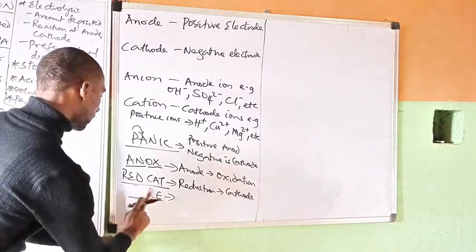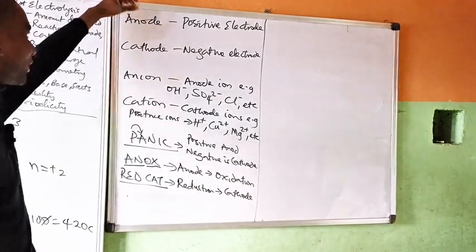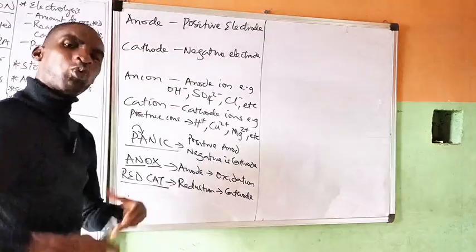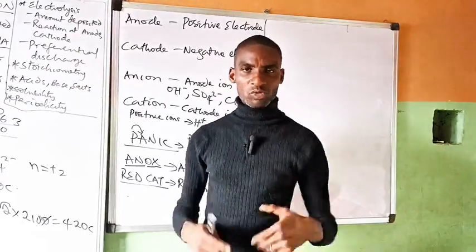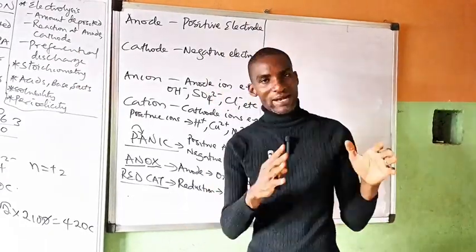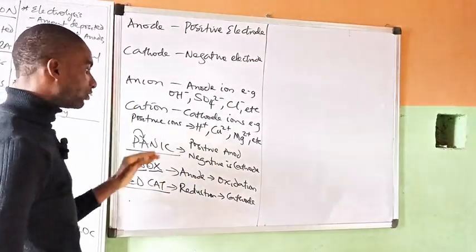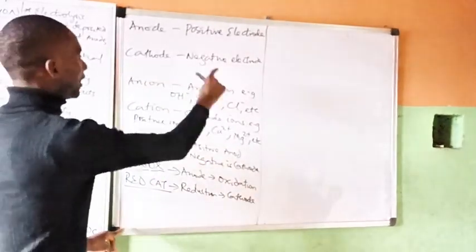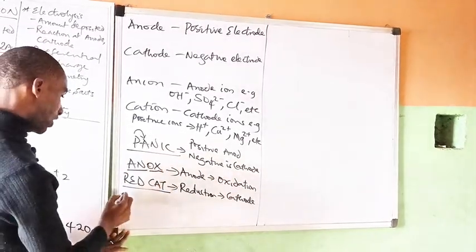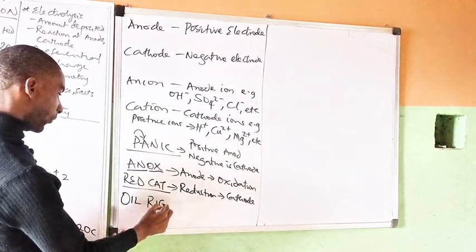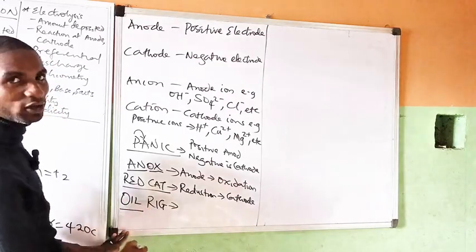The next one I will talk about. When they ask you to determine what happens at the anode and the cathode, and you are telling them at the anode oxidation occurs, what is the meaning of that oxidation? Is it that electrons will be lost there or gained? We are going to look at that right now. I'm giving you another shortcut. The next mnemonic is OIL RIG. OIL RIG means oxidation is loss, reduction is gain of electrons.